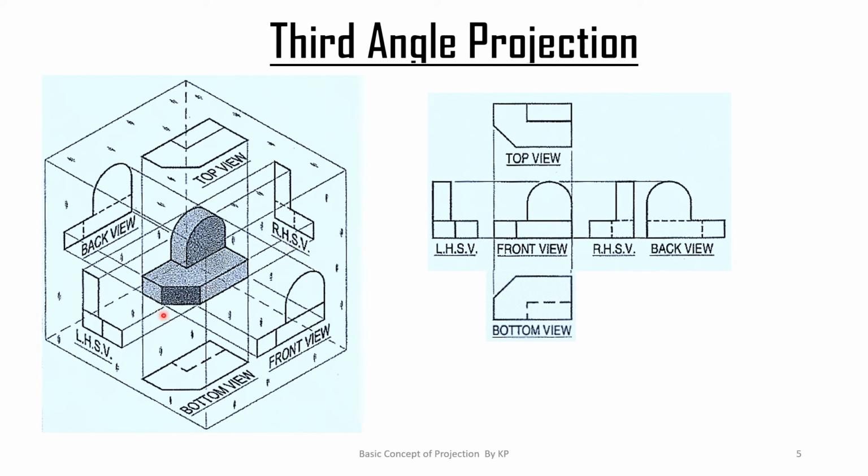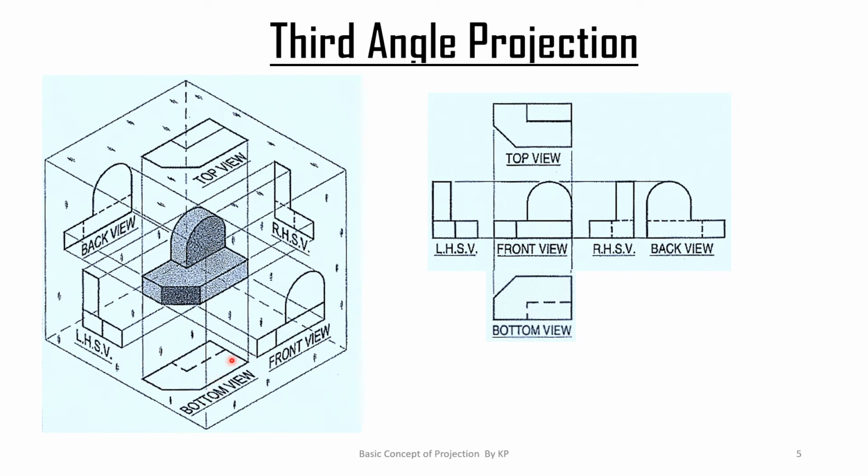So we see that the left hand side view will be on the left side of the object and the right hand side view will be on the right hand side of the object. When viewing from the back side, the back side view will be behind the object. When you see from the top side, the top side view will be on the top face, and when we see from the bottom side, we get a bottom view.